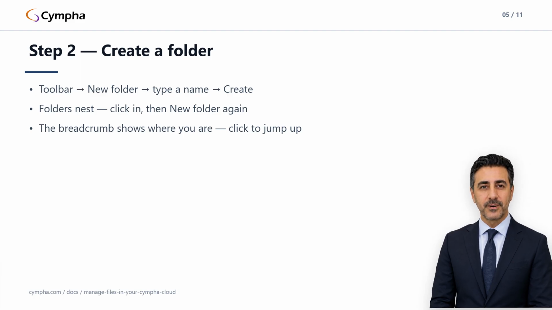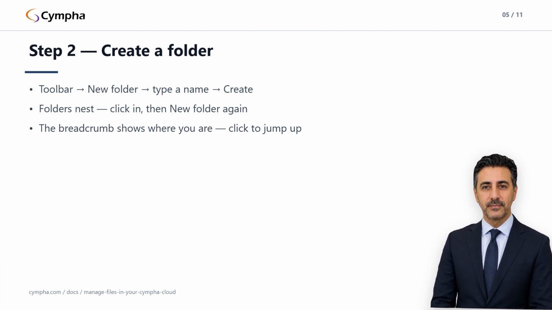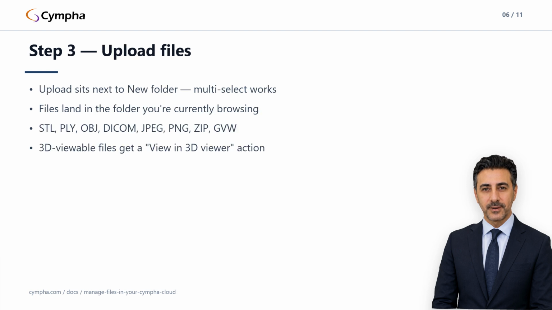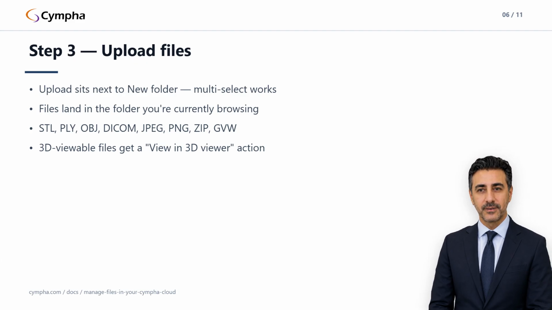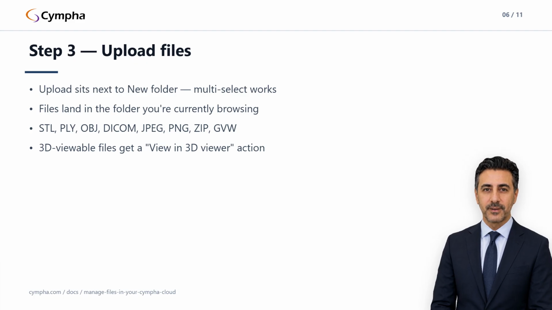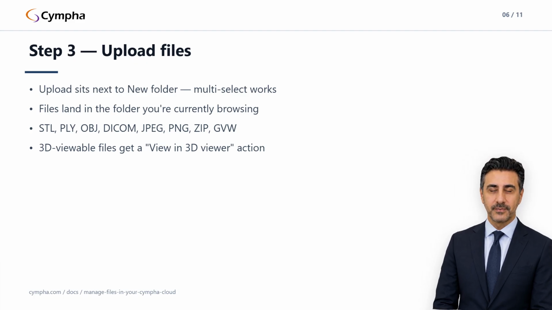Now, what can you upload? The supported list is specific, so here it is in full. STL, PLY, and OBJ for surface scans, DICOM, JPEG and PNG for images, zip archives, and GVW treatment plan views. Each row in the browser shows the file size beside its name, in bytes, kilobytes, or megabytes, which is a quick way to spot a scan that didn't export properly before you ever open it. And a subset of those files gets something extra. Anything Cympha recognizes as viewable in 3 dimensions, the mesh formats, a plan view, or a zipped Cympha Studio project bundle, gains a View in 3D Viewer action in its row menu.